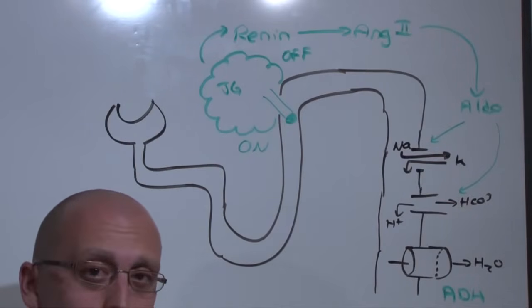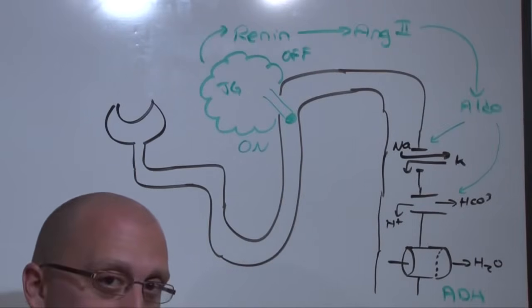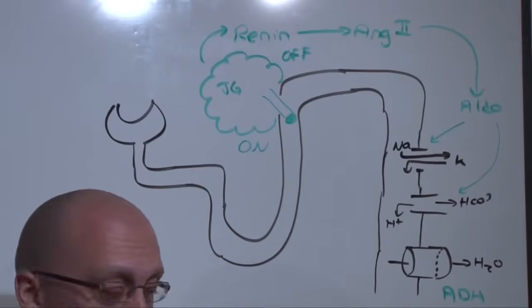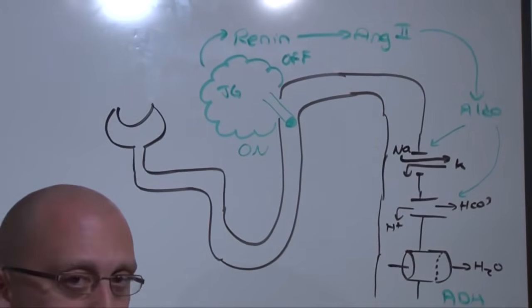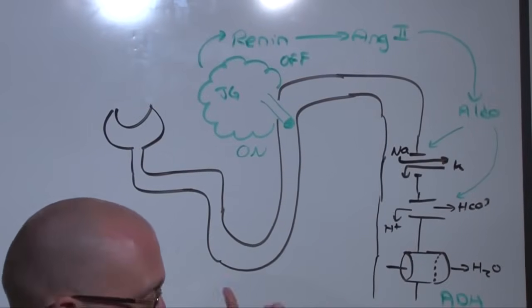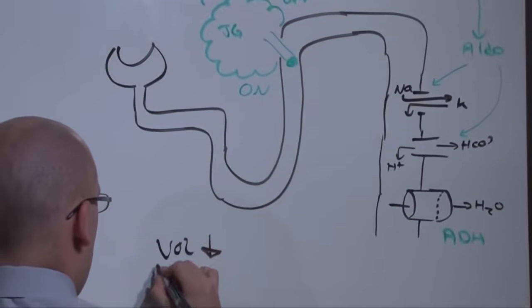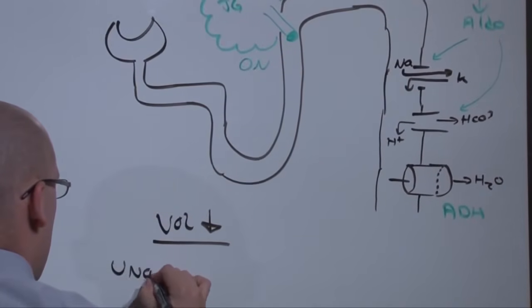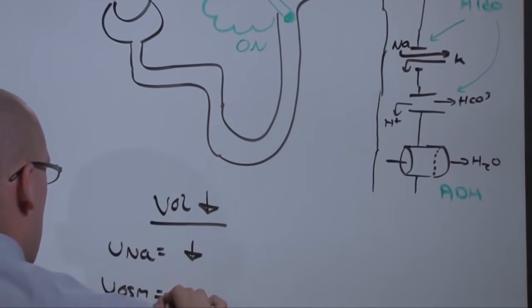This all makes sense. If you're volume down, the body's trying to hold on to as much fluid as it can. So there's not going to be a lot of volume in your urine. It's going to be concentrated. And the body's going to try to hold on to a lot of sodium, so there won't be very much sodium in your urine either. In the volume down state, your urine sodium should be low and your urine osms should be high.